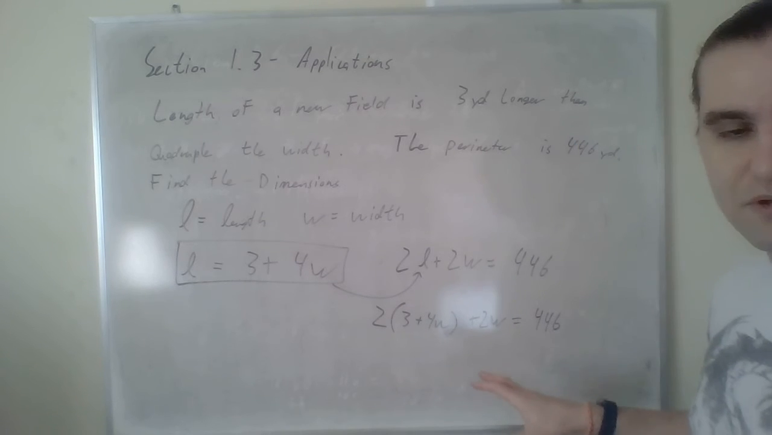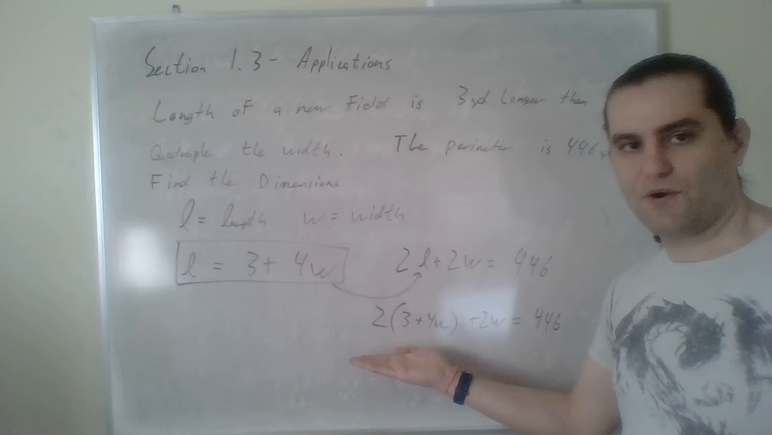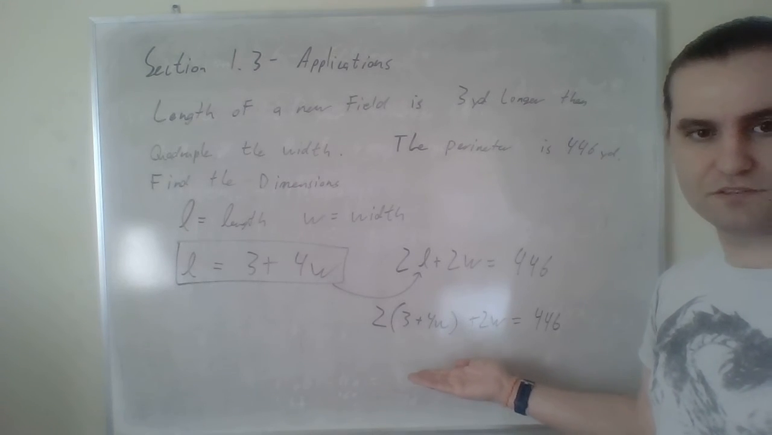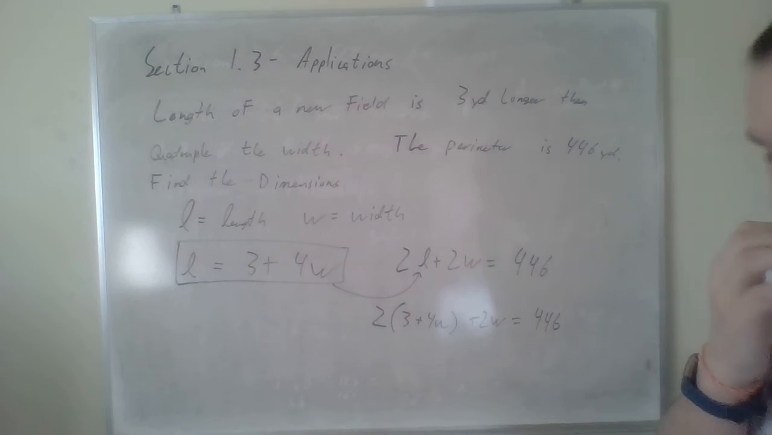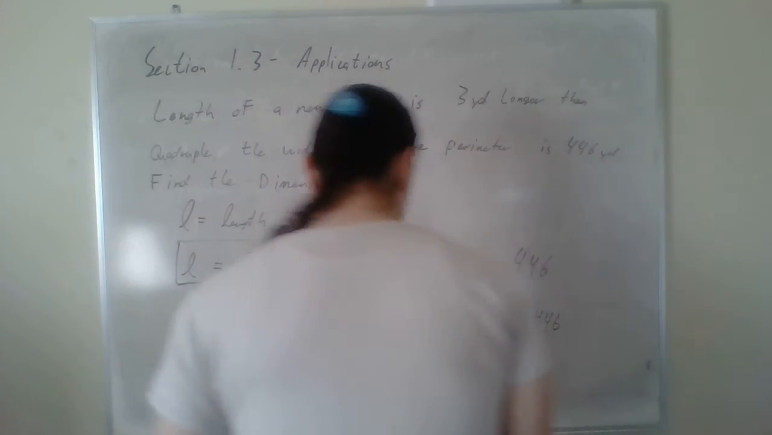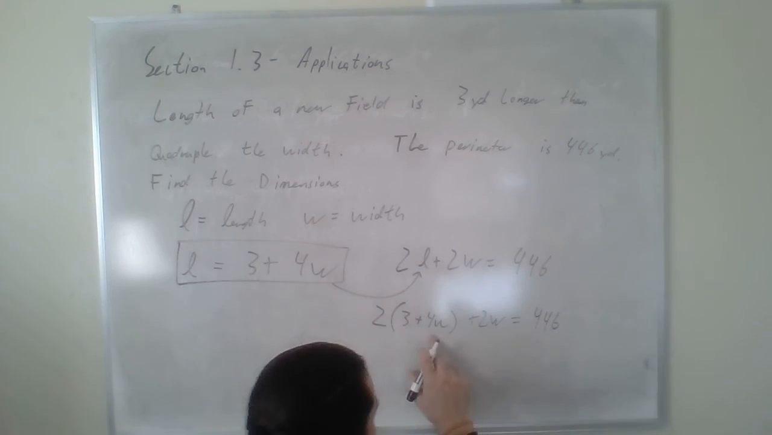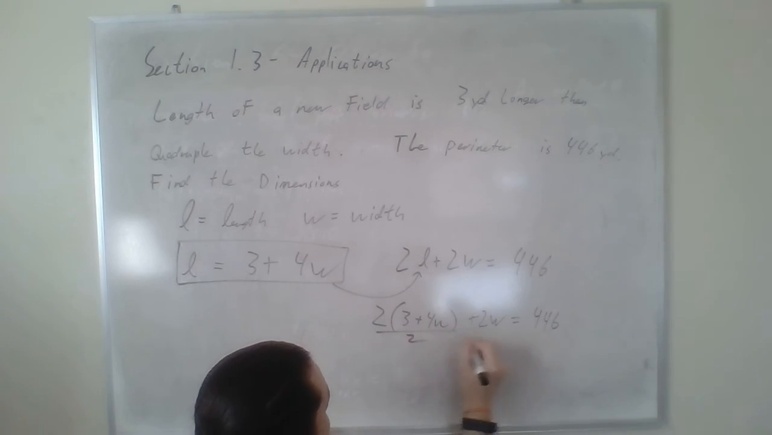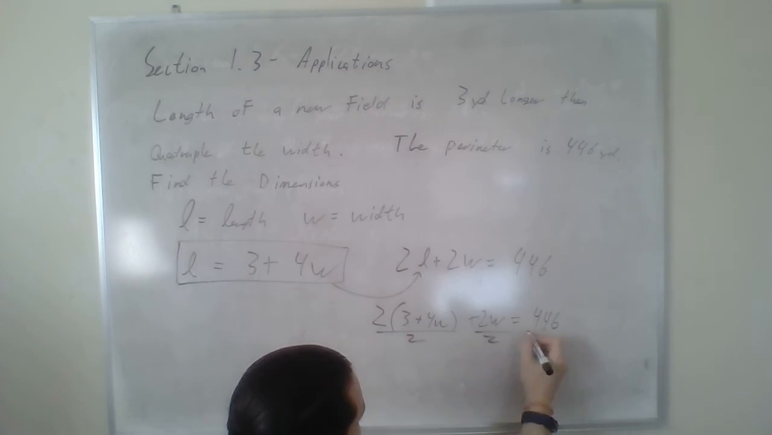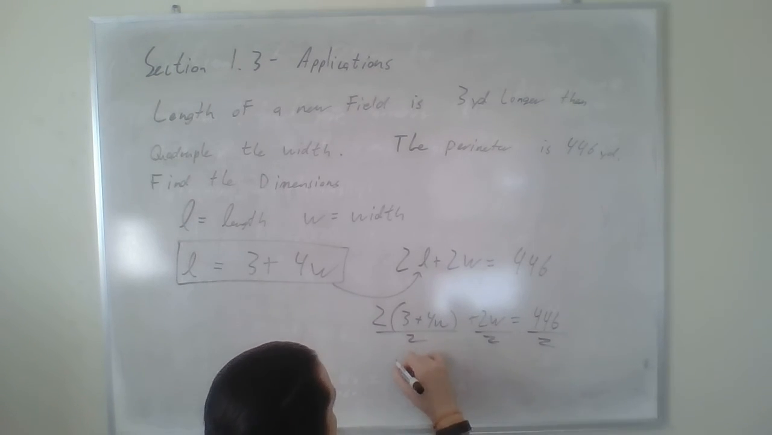And now, after I have done that, I once again have a linear equation. And we know what to do with linear equations. We can solve these. Let's see what that looks like. First thing I'm going to do is not distribute here. I think this number is big, so I'm going to divide everything by 2. Probably should have done that here and just said L plus W is 223.